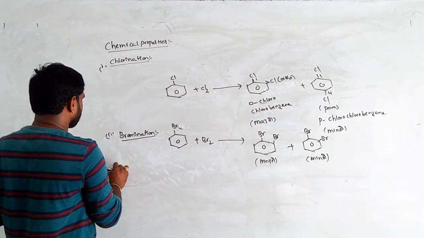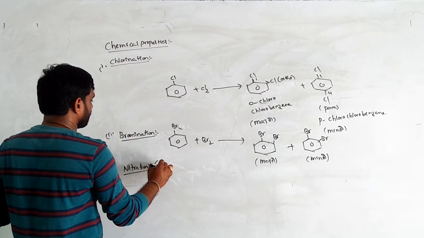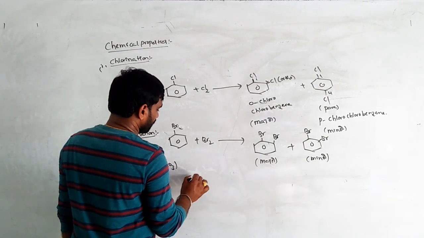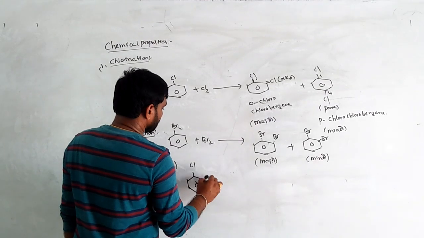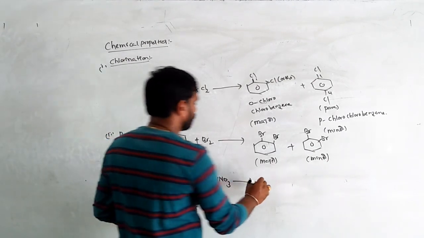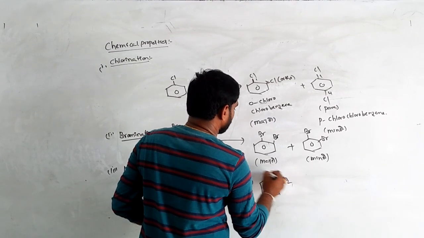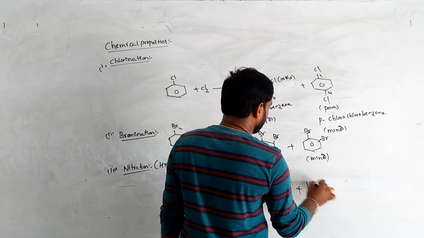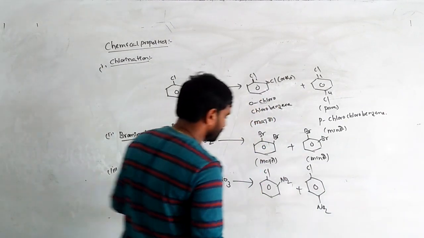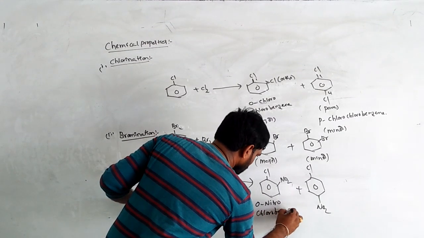The third one is nitration. Nitration means it is treated with nitric acid, HNO3. Here chlorobenzene is treated with HNO3. It also gives two products. One is ortho nitro chlorobenzene and the other is para nitro chlorobenzene. This is ortho nitro chlorobenzene.